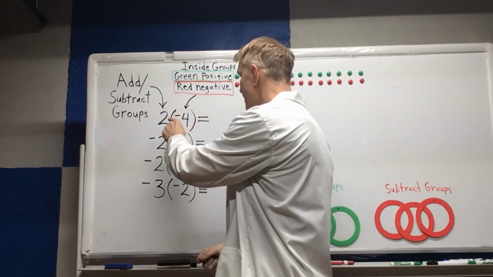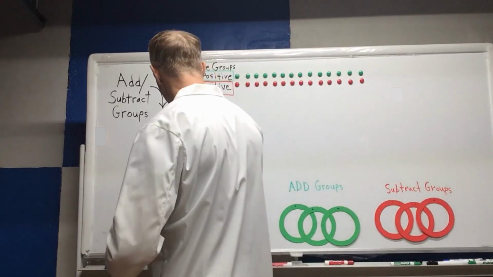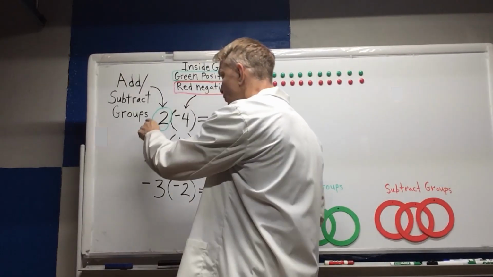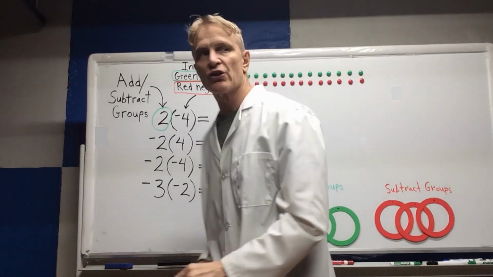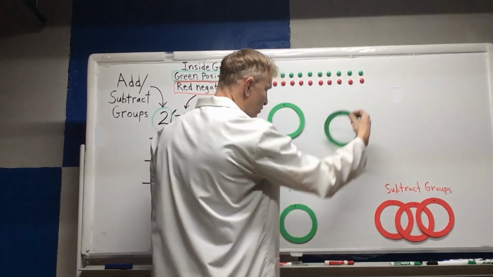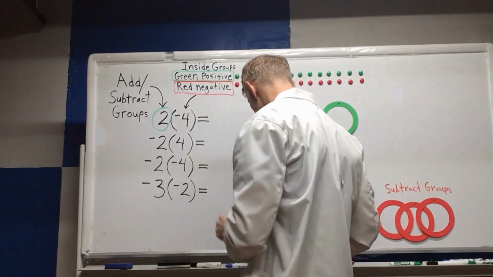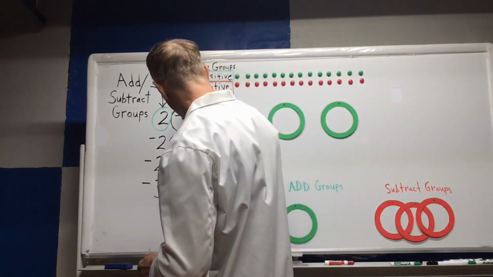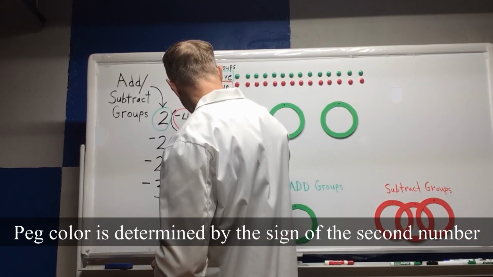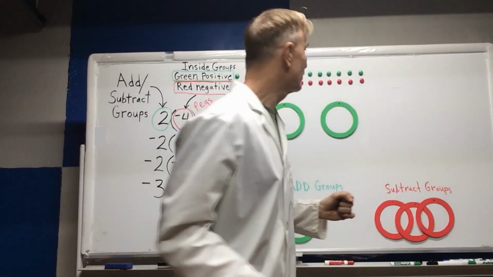All right, so the first one is 2 times negative 4. So 2 is a positive. We think of that as adding, but it's in the groups. So we're looking for 2 green circles over here. So we put up 2 green circles, and then we say times negative 4. That will be red. Remember, these are the pegs. So that means there are going to be 4 pegs within each of those circles.